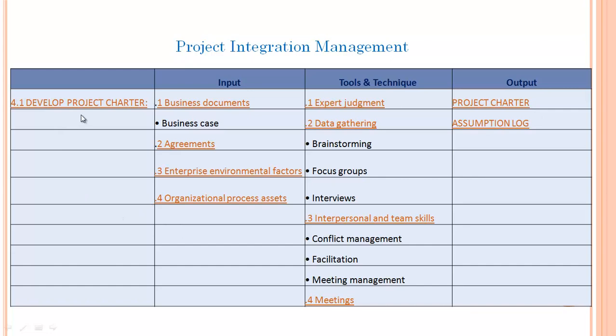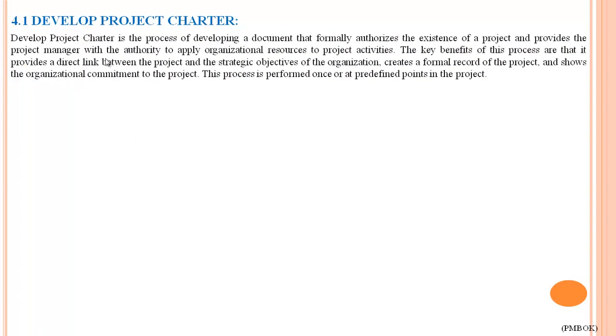Let's see what is develop project charter. Develop project charter is the process of developing a document that formally authorizes the existence of a project and provides the project manager with the authority to apply organizational resources to project activities. The key benefits of this process are that it provides a direct link between the project and the strategic objectives of the organization, creates a formal record of the project, and shows the organizational commitment to the project. This process is performed once or at predefined points in the project.